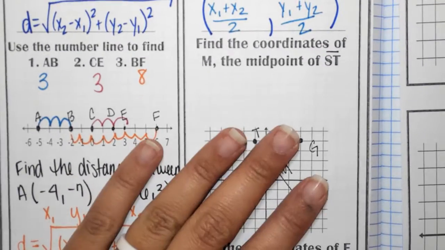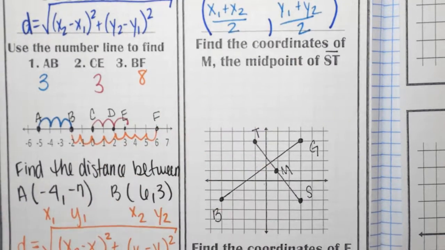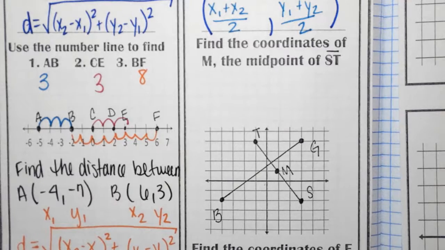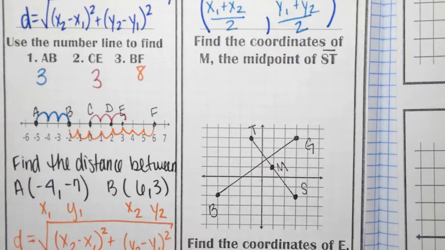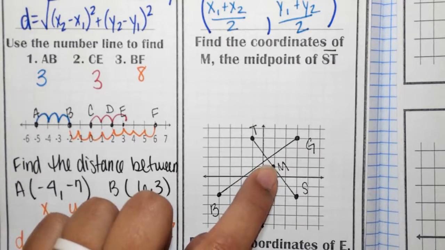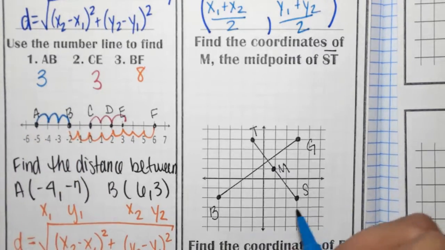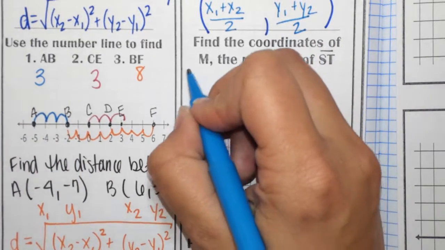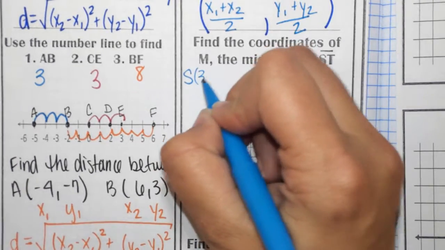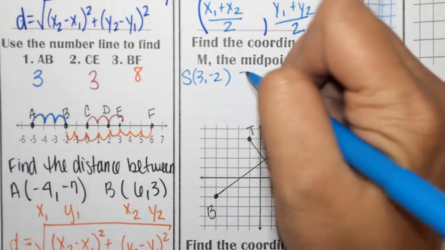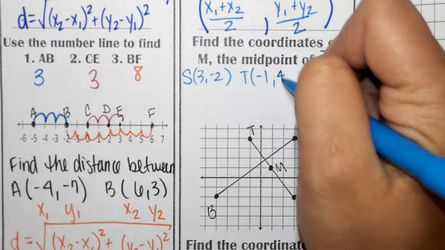Okay, let's look at our problem down here. It says find the coordinates of M, which is the midpoint of ST. Now, it almost looks like it's on that dot, but what if it's not? So, let's find ST. What are the coordinates for S? 3, -2. Okay. What are the coordinates for T? -1.